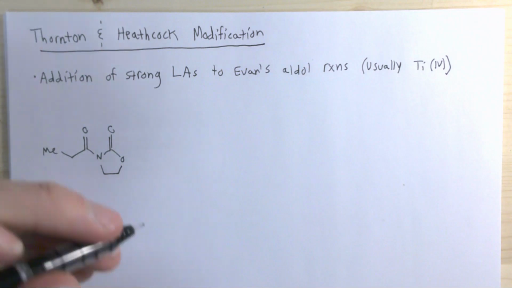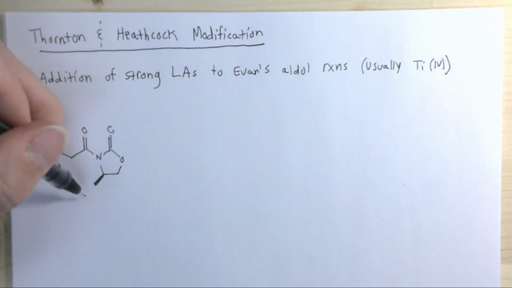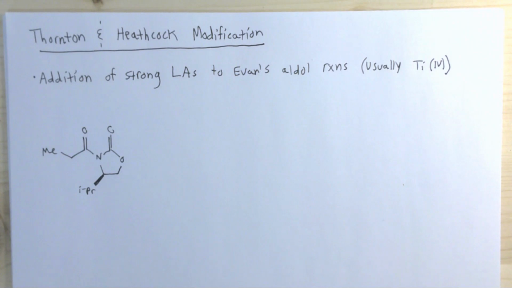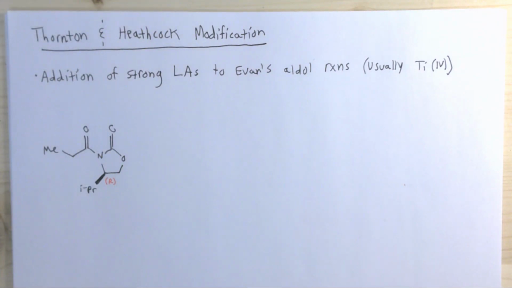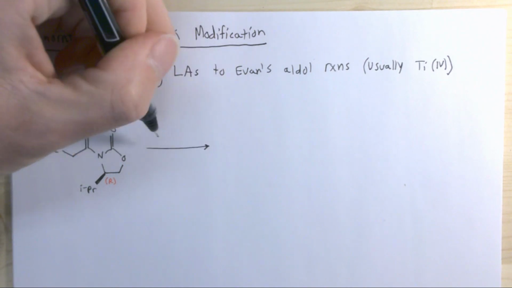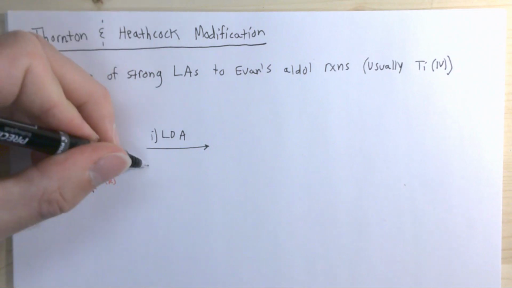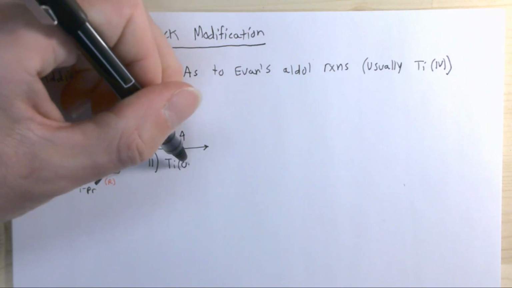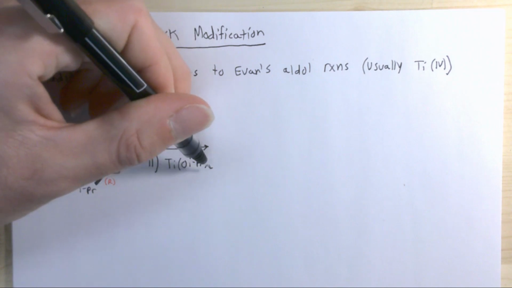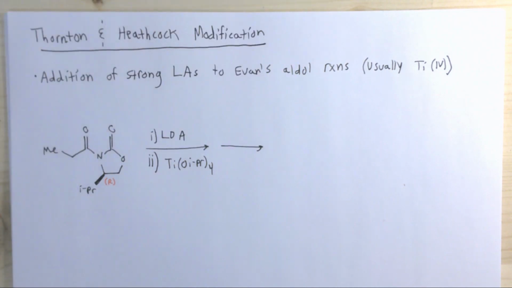So in this particular instance, I'm going to use the R configured Evans auxiliary. Last time we used S, so I wanted to show you what it looks like when we use the enantiomeric form. Okay? What we're going to do is treat this with LDA to form our enolate, and again we're going to get the Z-type enolate. But then I'm going to add in a titanium 4 salt, and we usually use titanium isopropoxide. Okay? And then I'm going to throw in benzaldehyde.